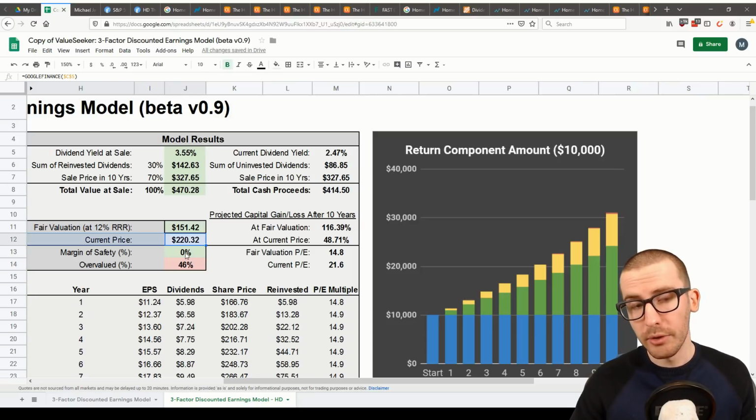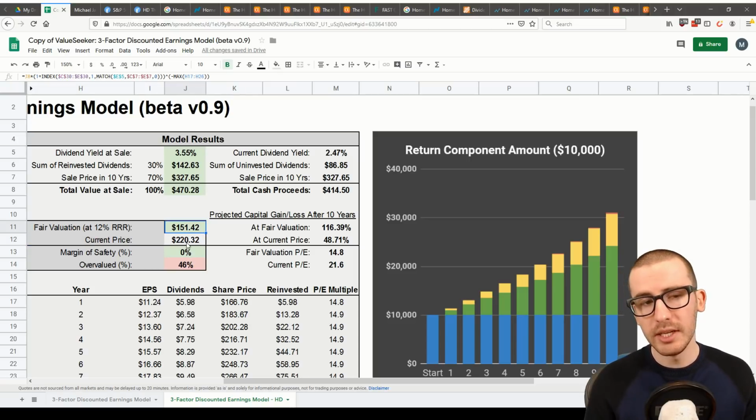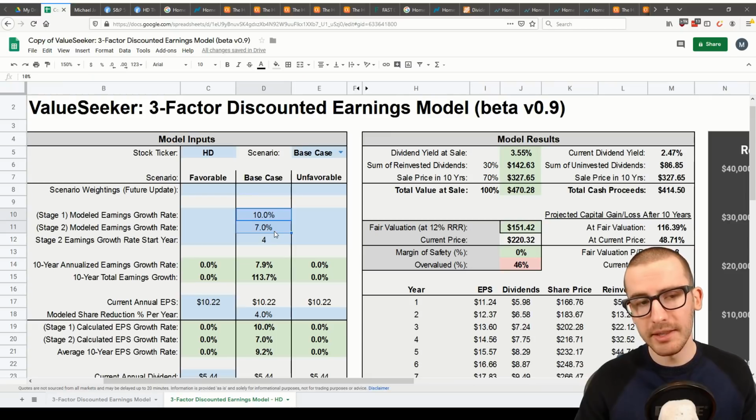This is well below the current price of roughly $220, meaning that if these assumptions hold true in the model, then we would need to wait until the price dropped to $151 per share to achieve that 12% rate of return. Keep in mind these assumptions may be fairly conservative, but oftentimes I like to err on the side of caution rather than being too aggressive in my modeling to help avoid potentially buying into a stock too high.